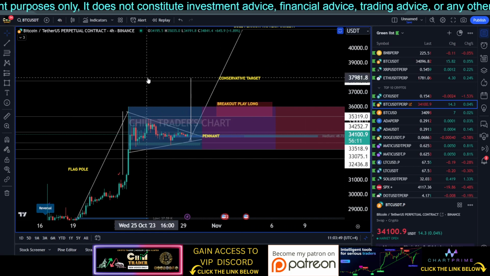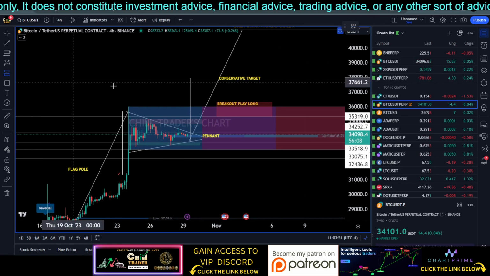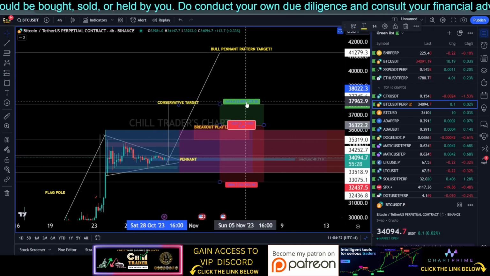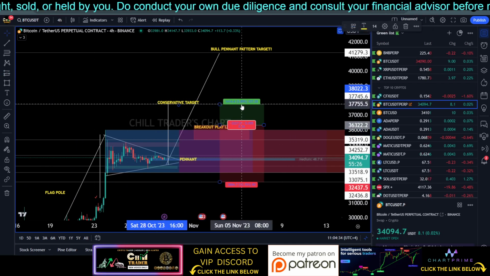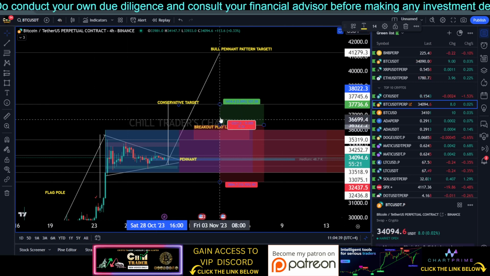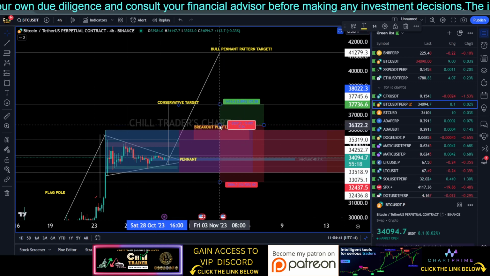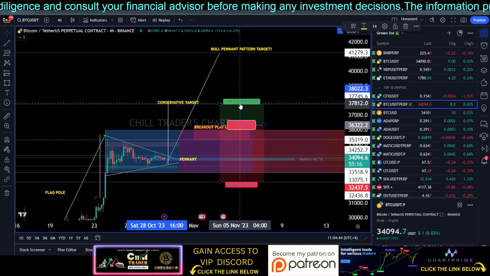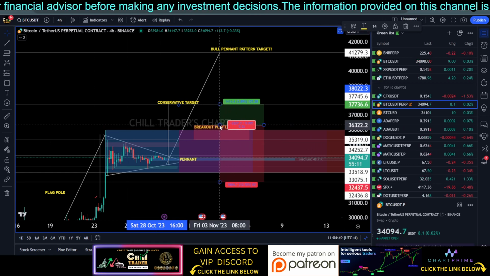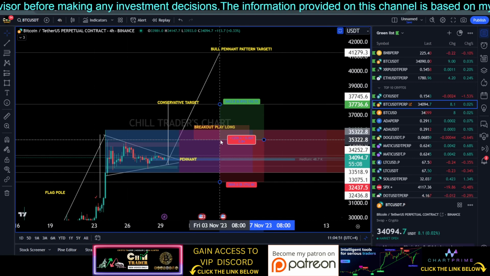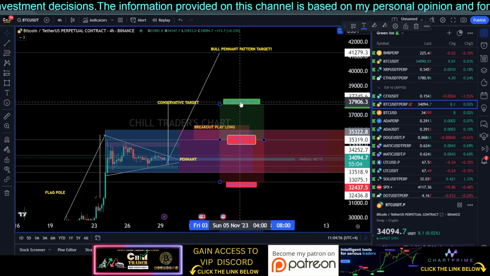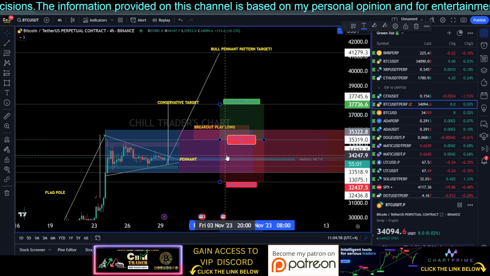Now let's check the risk to reward ratio. Let's consider first the conservative target here, which is around $37,800 for Bitcoin. If you're going to do a breakout play, guys, the risk to reward ratio is not that good, because the reward will be around 4% while the risk is around 10%. If you enter at around $35,000, the risk is lower than the reward.